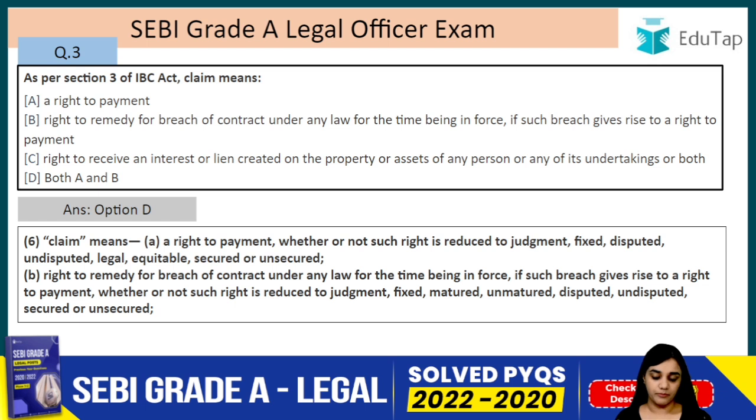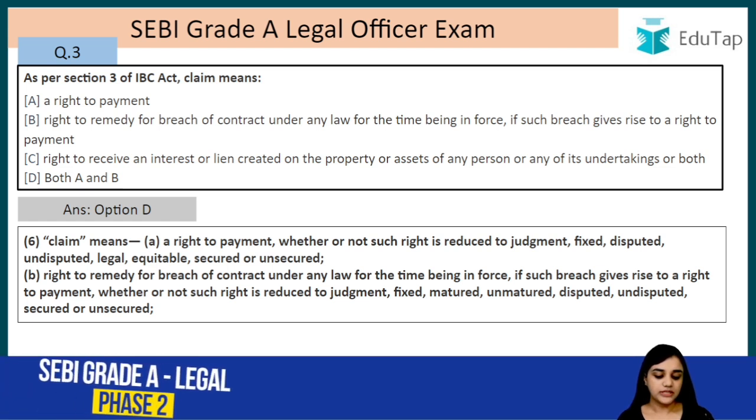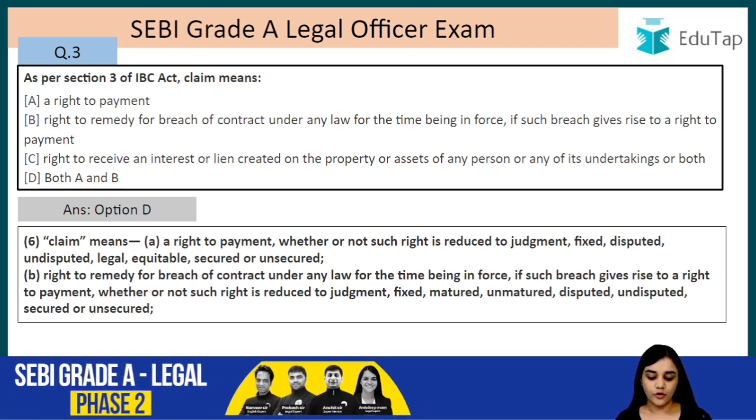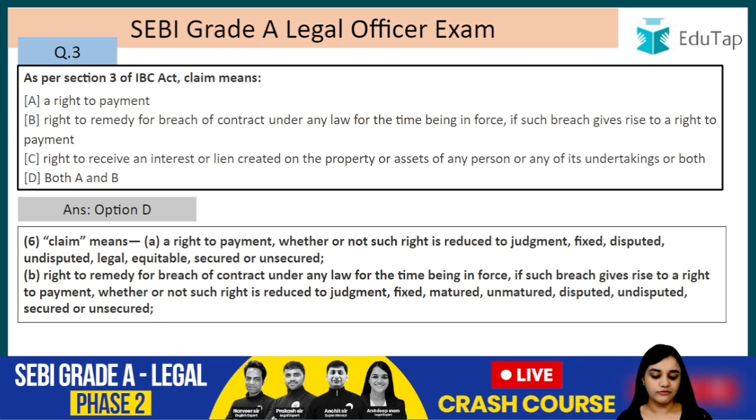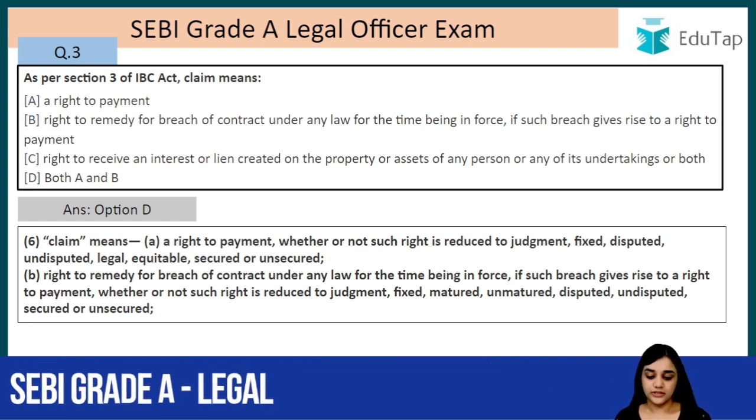This is also your claim, right? So rights to remedy for the breach of contract under any law for the time being in force, if such breach gives rise to the right to payment, whether or not such right is reduced to judgment, fixed, matured, unmatured, disputed, undisputed, secured or unsecured. So now I hope you are clear with these terms, right?